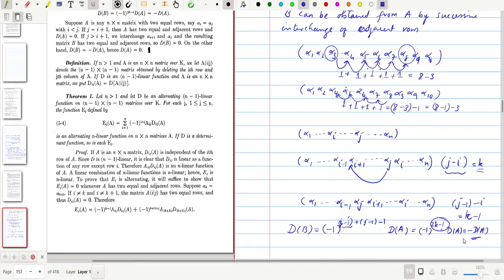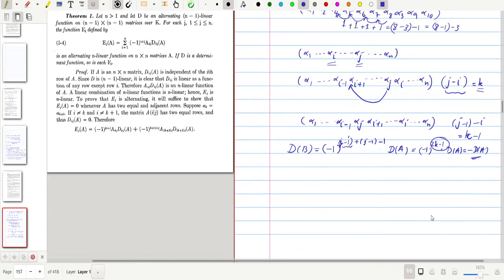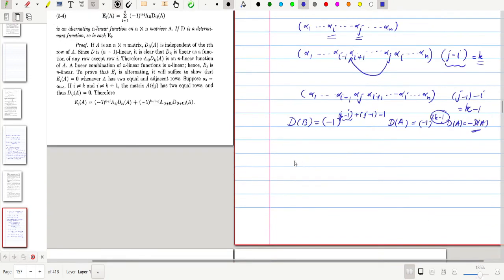So this shows that whenever we interchange any two arbitrary rows of a matrix, then d of b is equal to minus d of a. So interchanging any two rows will cause a minus sign to come out. Okay, so this is the key idea to prove the two statements. We need to prove that this d is alternating. So first of all we can prove the first result.